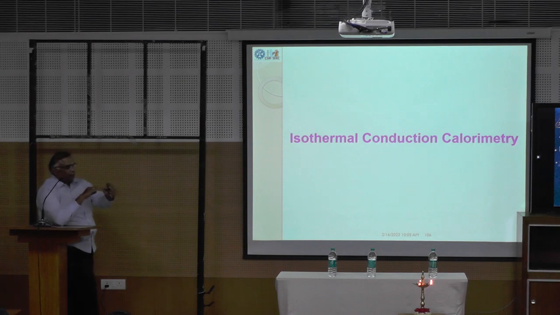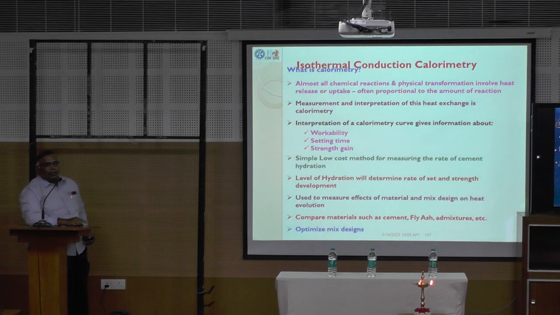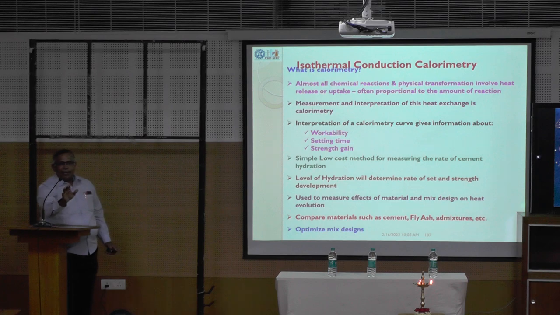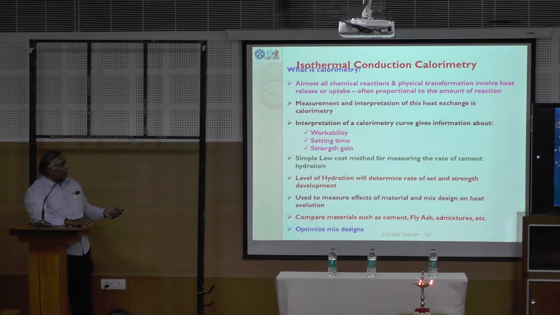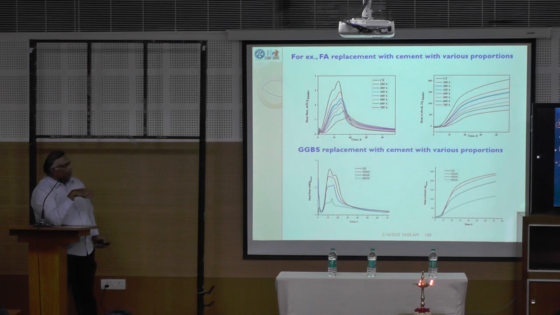This is what I want to spend another 5 minutes on. You can get what? See here. Isothermal conduction calorimetry. With this study, I am coming to the end. Using this study, you can get workability, setting time and strength gain. There was a model proposed by Carl Matrix that gives this picture itself. You can find the strength.